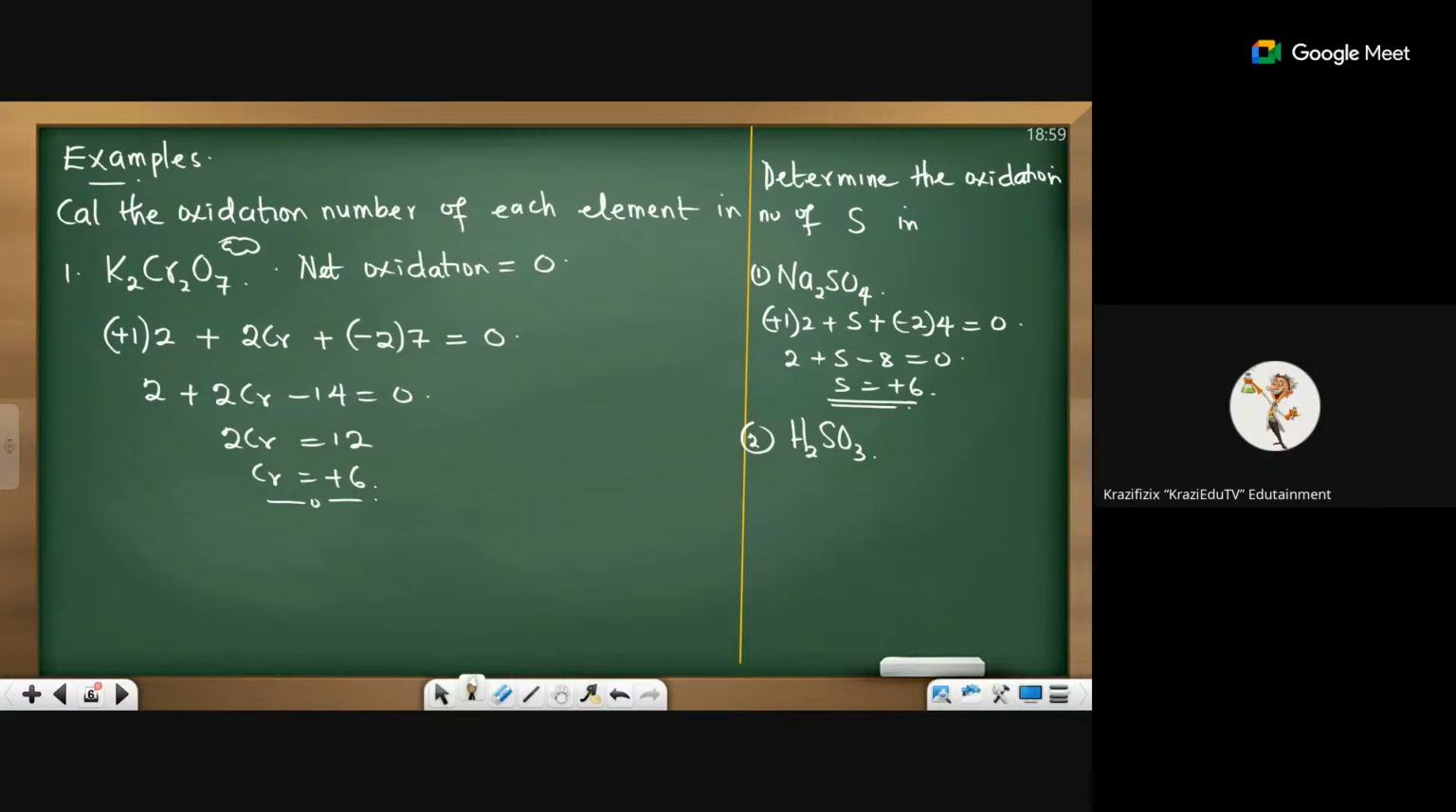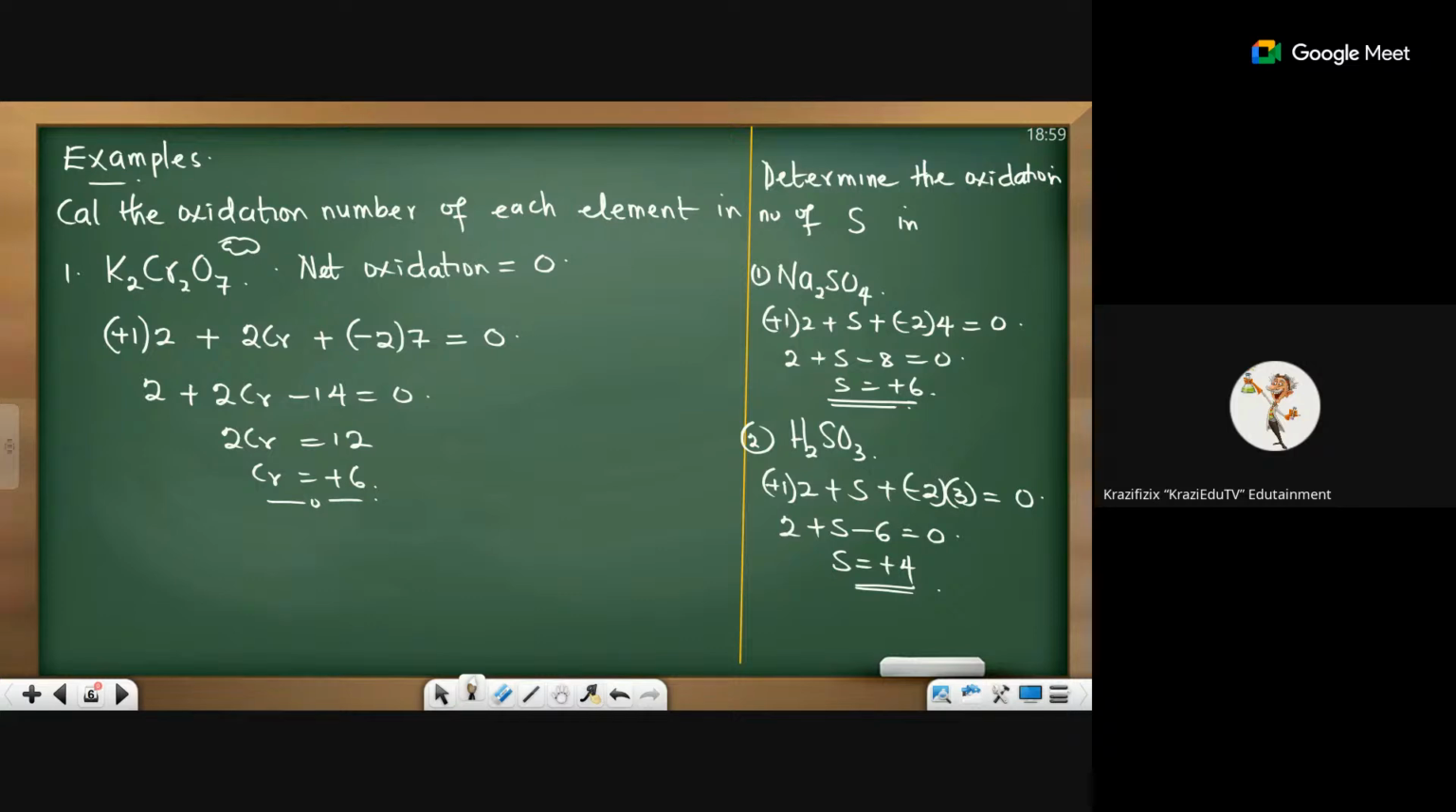Okay, number 2, hydrogen is positive 1 multiplied by what? 2 plus sulfur. Oxygen is negative 2 multiplied by 3. Again, neutral atom gives us 0. 2 plus S minus 6. S is positive 4. Sulfurous acid. I hope it makes sense.